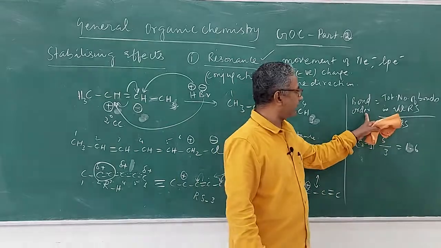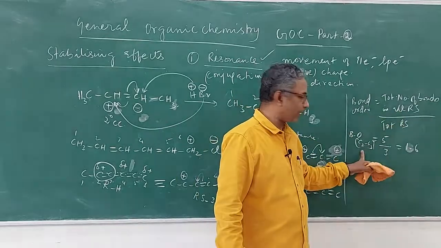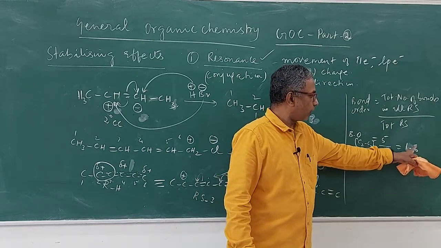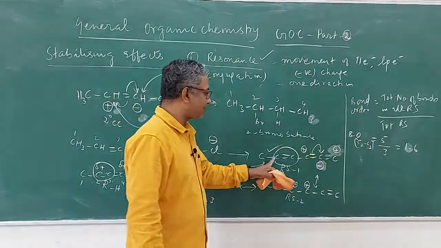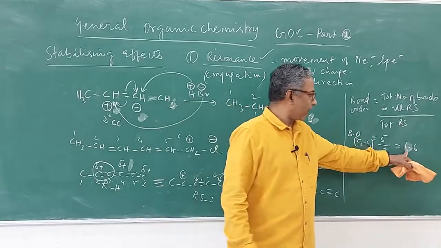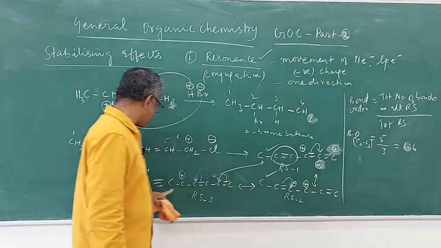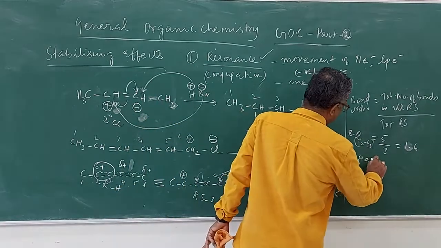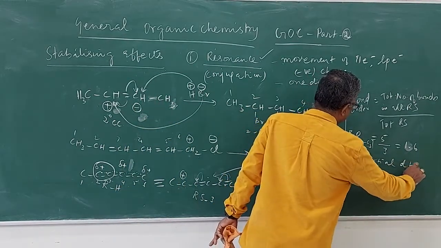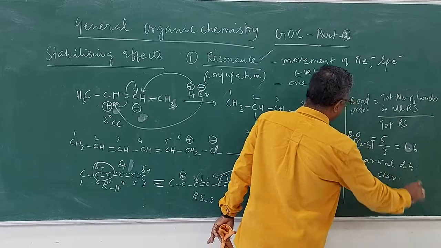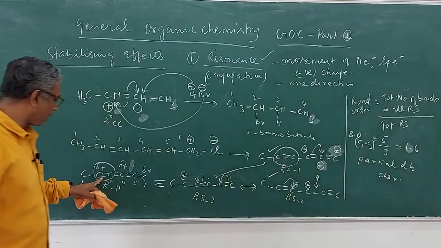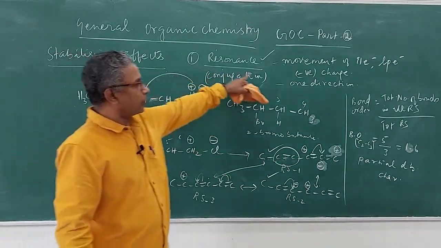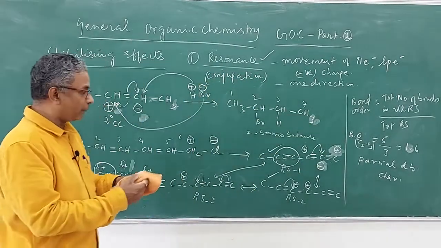So the bond order means the number of bonds present between the 2 atoms. Here you can see that the number of bonds is neither 1 nor 2. It's not a single bond, it's not a double bond, but it is 1.6, which is called partial double bond character. All these carbon atoms will have partial double bond character, which will be difficult to break. So this is the concept of resonance in the case of aliphatic compounds.